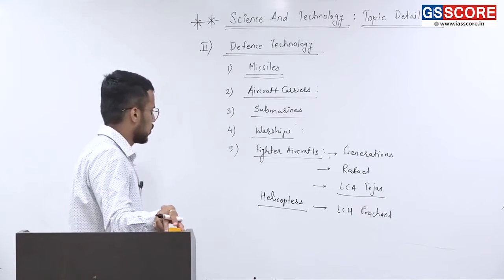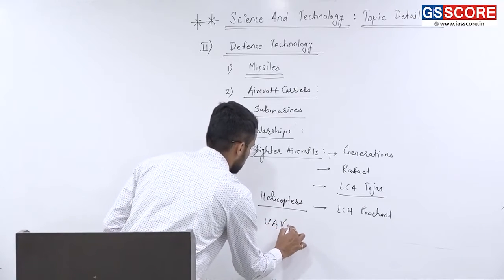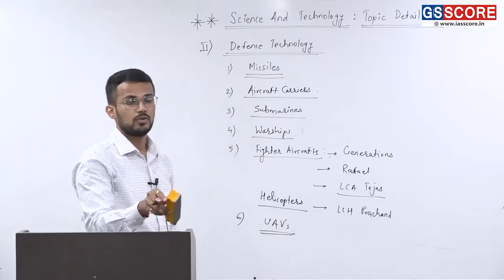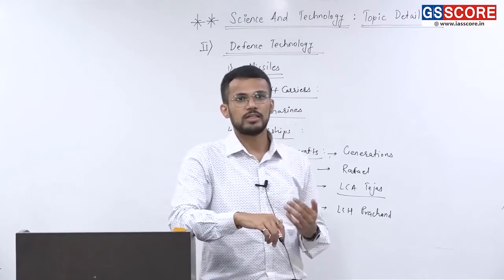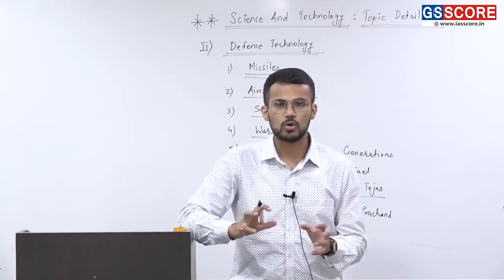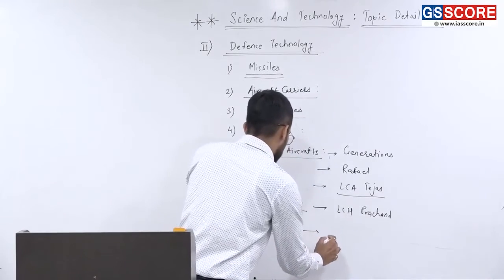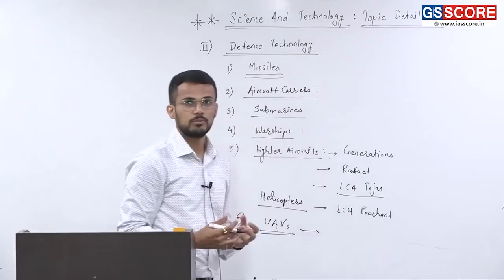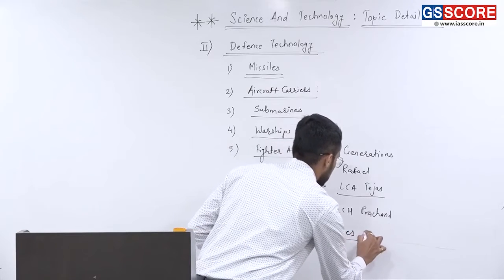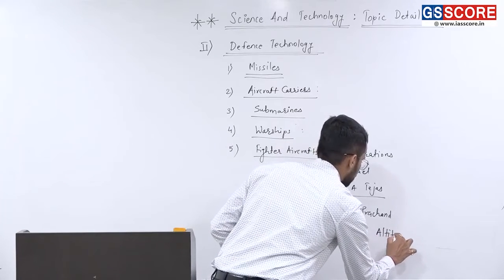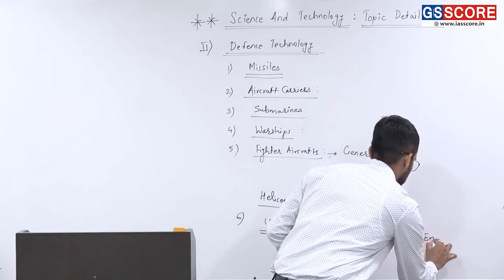And then the last topic that is important from the exams perspective is of UAVs, unmanned aerial vehicles. So UAVs have become important in the recent past, and UPSC has also asked few questions on UAVs. Like firstly, you must be aware of what exactly do we mean by UAVs. Then there are certain important types of UAVs on the basis of altitude at which they can fly and their endurance time.